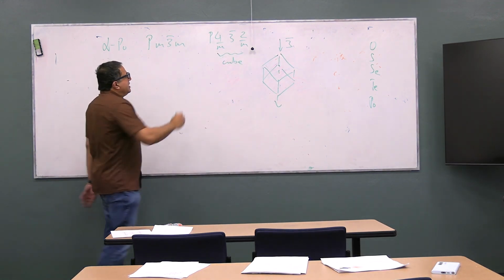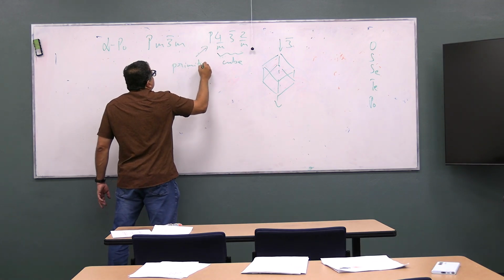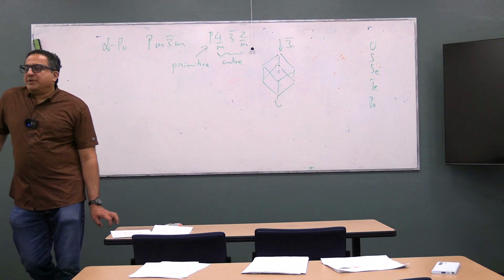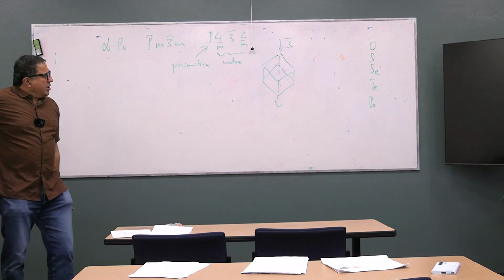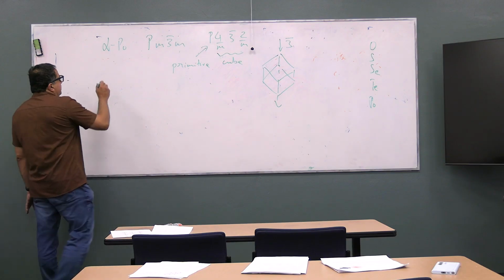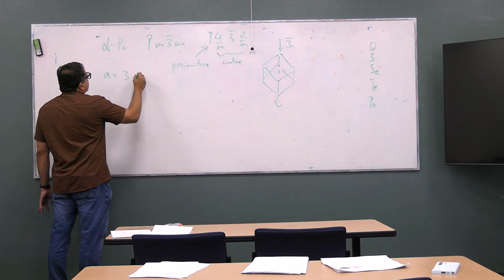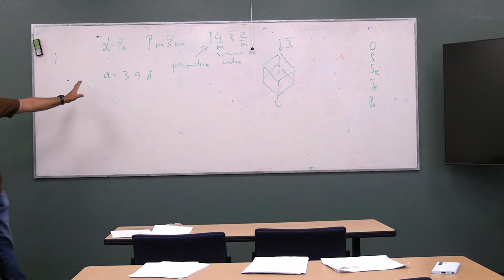What does the P mean? The P means it's primitive. It means that if there's an atom specified, that atom stays where it stays. Okay? So the full description of the structure requires you to say what the a parameter is. And the a parameter, as I remember, is something like 3.9 angstroms. I'd better verify this, but it's somewhere there.